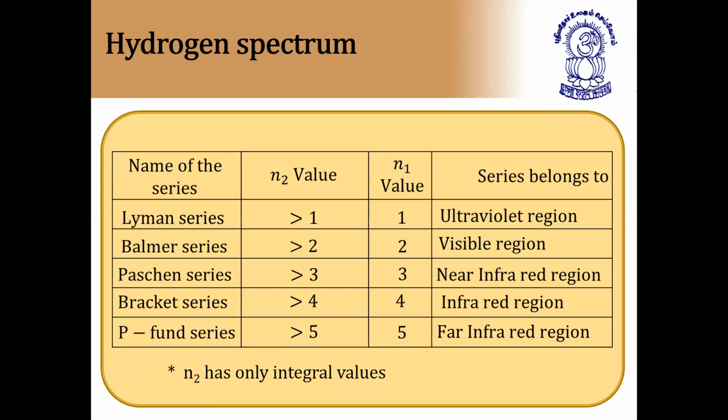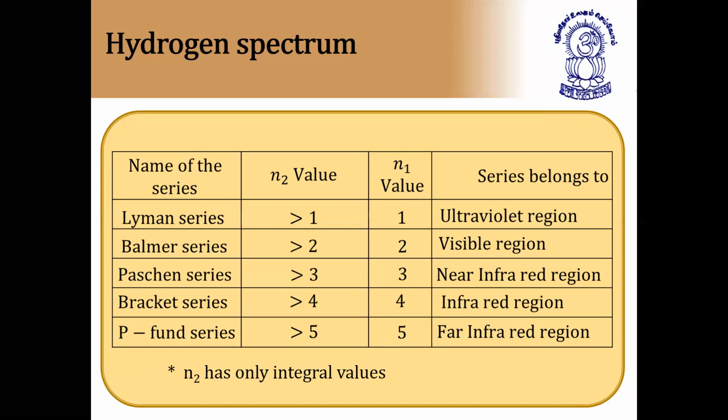If n1 is equal to 1, that is, if the electron jumps from any of the higher energy orbits, infinity to 1, 6 to 1, 5 to 1, 4 to 1, then a series of lines is formed, which is commonly called Lyman series. We'll discuss Lyman series examples more in the post theory, but here it is very important for the discussion of spectrum, so that's why we have kept it here.